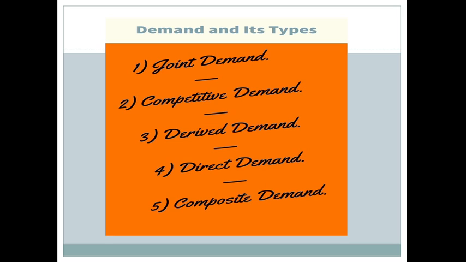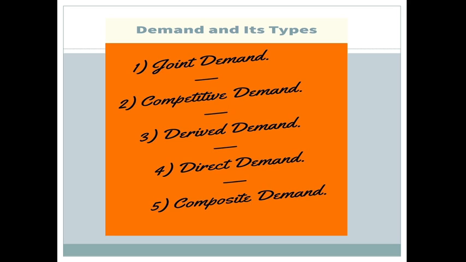So these products are used jointly, which means one product is used with the other product. The examples we saw over here: first pen and refill, then tennis racket and ball. Then if you want to make concrete, there is a joint demand for sand, cement and gravel. Similarly, if we are using shoes, we require socks also. So these are the products which are used jointly or together.